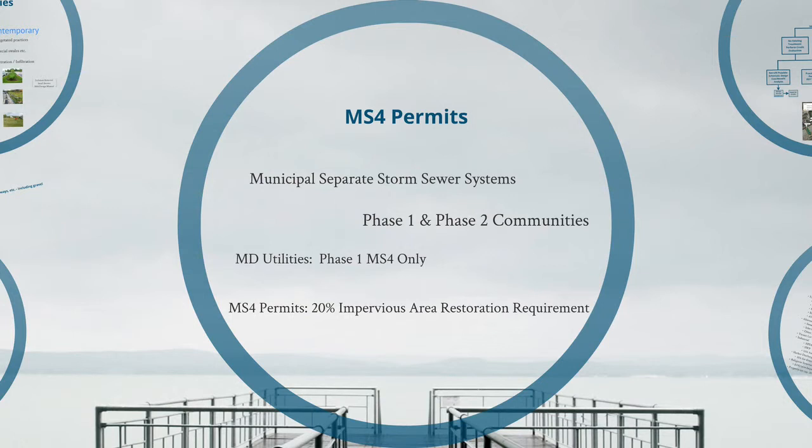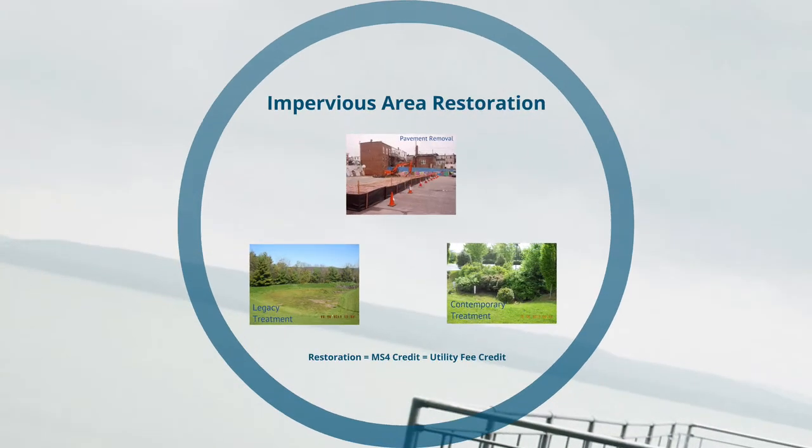One of the biggest aspects of these MS4 programs is a requirement from EPA to restore 20% of the impervious area within the municipality. This is tied to the Chesapeake Bay restoration model. It's what's projected to be required in order to contribute to the restoration of the Chesapeake Bay. So the 20% impervious restoration is a pretty big deal.